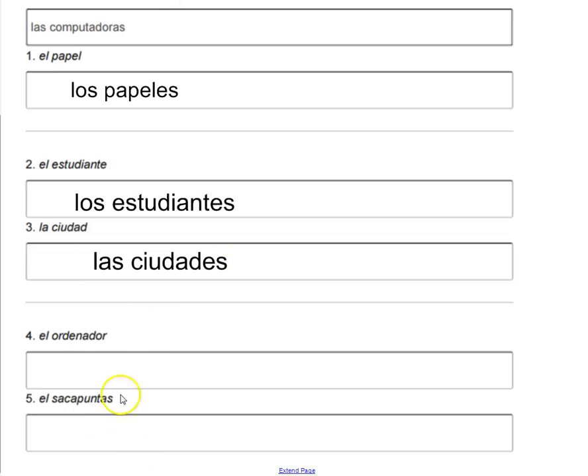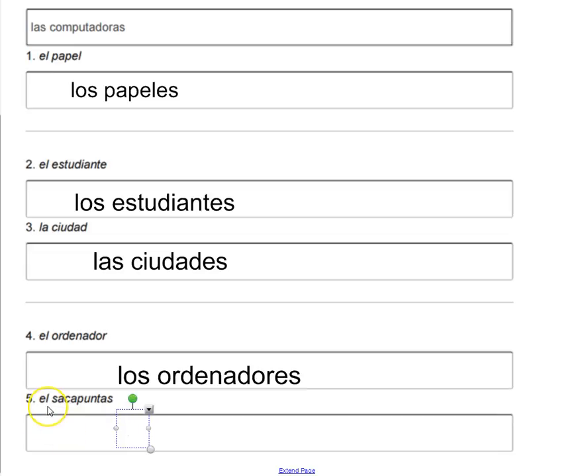Let's go down over here to el ordenador. El, plural form is los. Ordenador ends in an R, is a consonant. Let's add es to make it plural. Ordenadores. And the last one down here we have el sacapuntas, which is weird because you see it's el sacapuntas, and sacapuntas is a pencil sharpener, but it happens to end in the letter S.